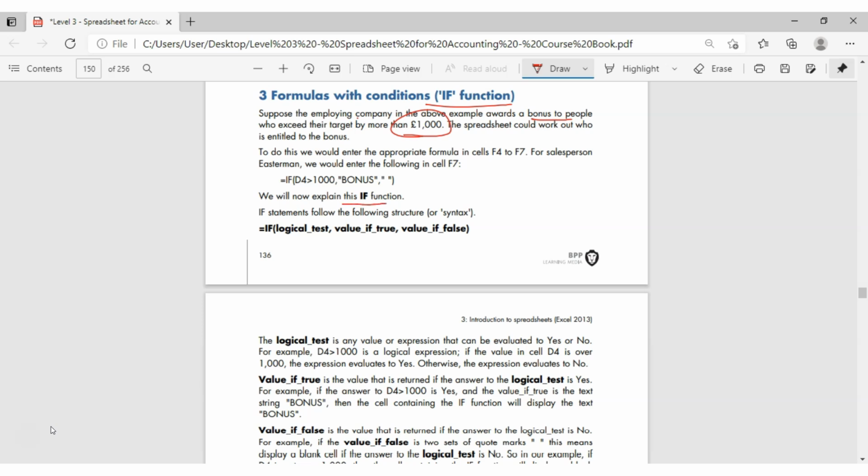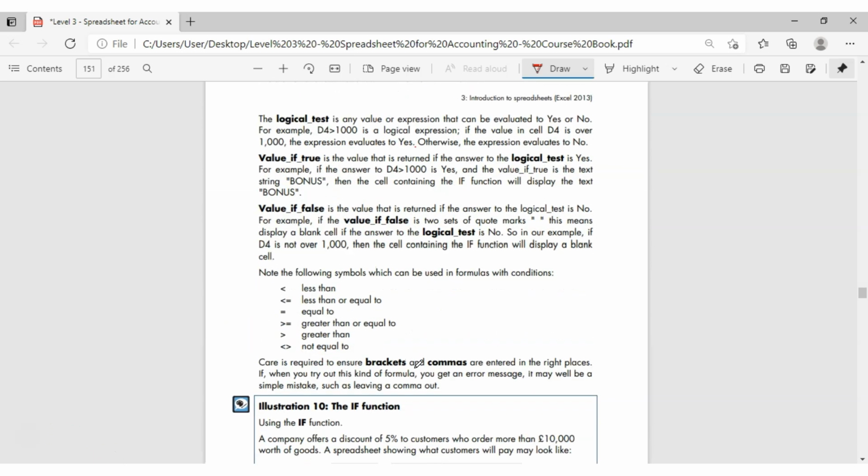So we can use the IF function. Equals IF, then D4 is the cell, if it is greater than 1,000, comma, you must put a comma, then in inverted commas "Bonus", then comma, then inverted commas with nothing inside. So if you hit enter, until this comma here, this is called true. If it is not, then the rest is false. This is a logical test which we're going to use in our next illustration, number 10.